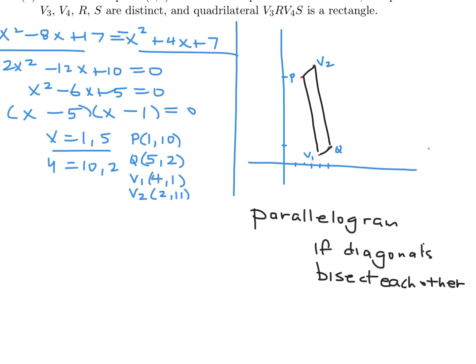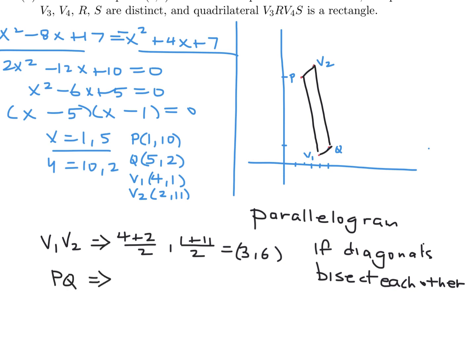Okay, so how do we do that? The first diagonal will be V1 to V2. And well, let's just figure out the midpoint. If we can figure out the midpoint, that will help us. So that's going to be 4 plus 2 over 2 and 1 plus 11 over 2. And that's 3, 6. And the next diagonal is PQ. And let's figure out the midpoint of that. And that is going to be 1 plus 5 over 2 and 10 plus 2 over 2. And that's going to be 3, 6. So since the midpoints are the same, the diagonals bisect each other.